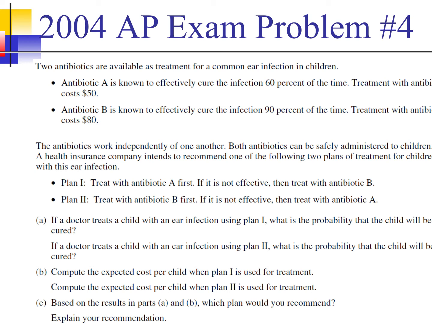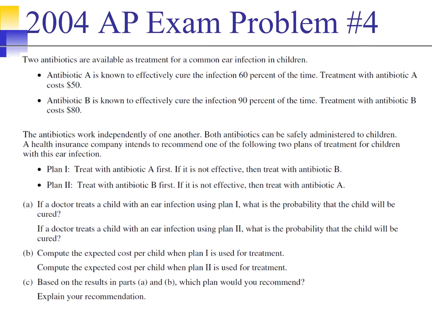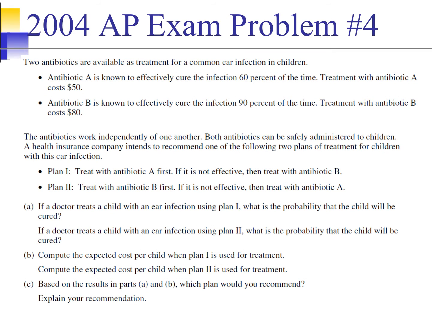Antibiotic A is known to effectively cure the infection 60% of the time. Treatment with antibiotic A costs $50. Antibiotic B is known to effectively cure the infection 90% of the time. Treatment with antibiotic B costs $80. The antibiotics work independently of each other. Both antibiotics can be safely administered to children.